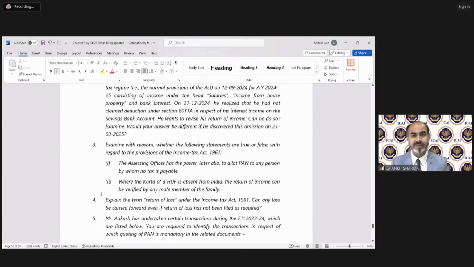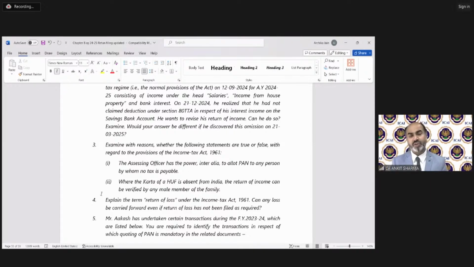Examine with reason whether the following statements are true or false with regard to the provisions of income tax. The assessing officer has the power, inter alia, to allot PAN to any person by whom no tax is payable. Yes. If you go through the provision of PAN allotment in detail, you will see there is a power of suo motu allotment of PAN number to the assessee by the assessing officer.